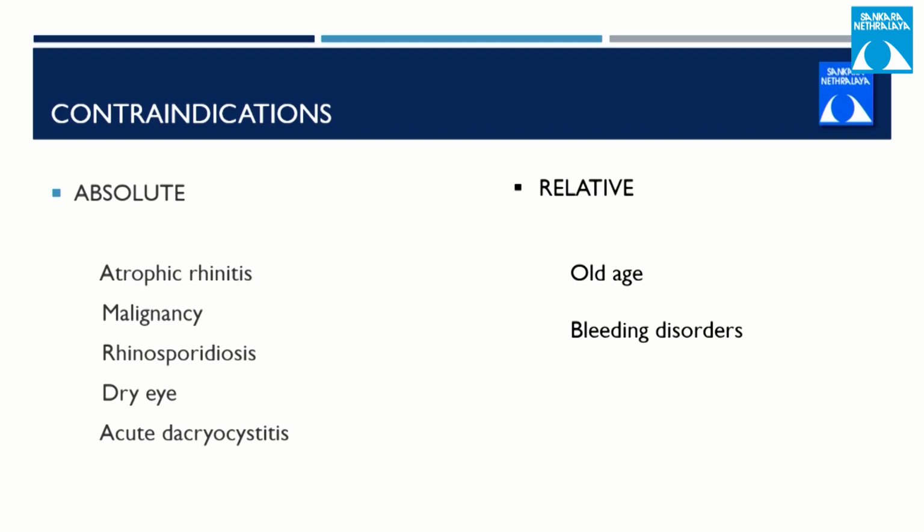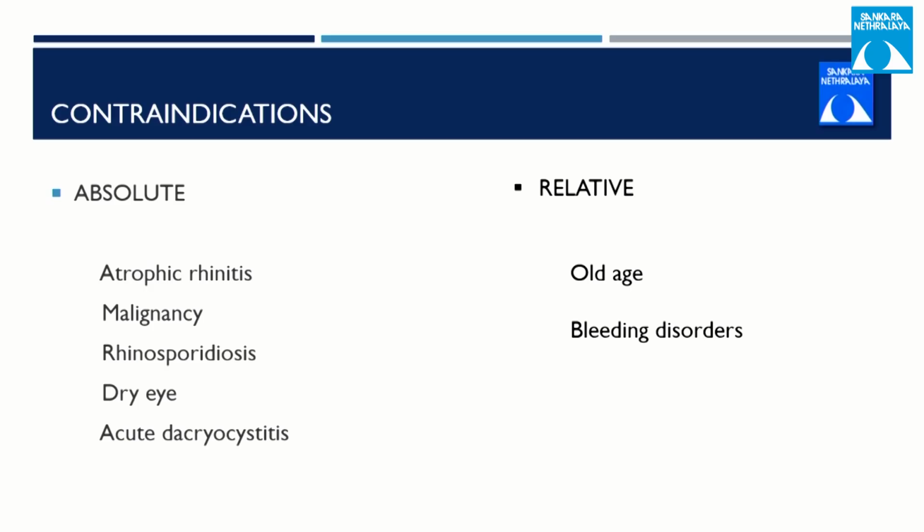Okay, in acute DAC, you will not do a DCR, but after the resolution, you will do a DCR. That is not a contraindication. After it resolves, then we do a DCR. Of course, in the acute setting, you don't do a DCR, but you can't write it as an absolute contraindication. Okay, dry eyes, why do we prefer to do a DCT than DCR?